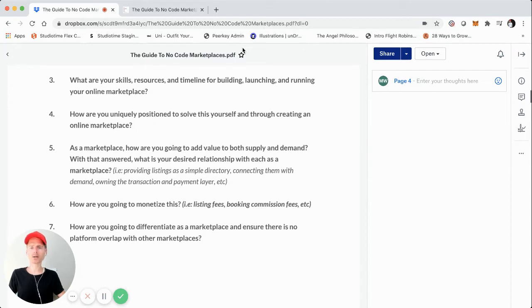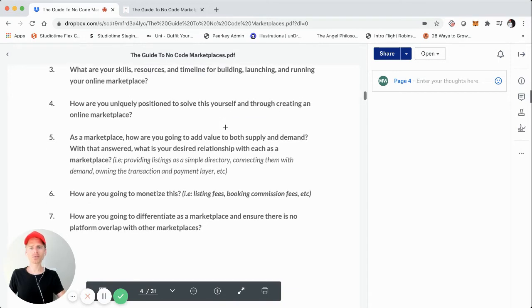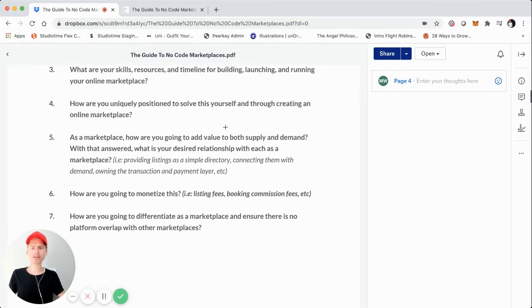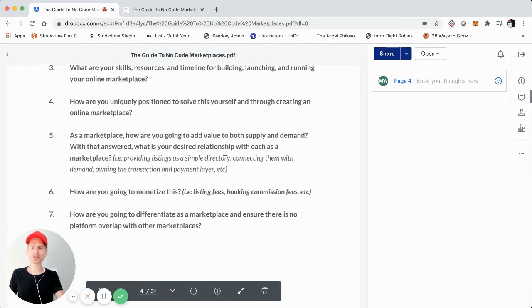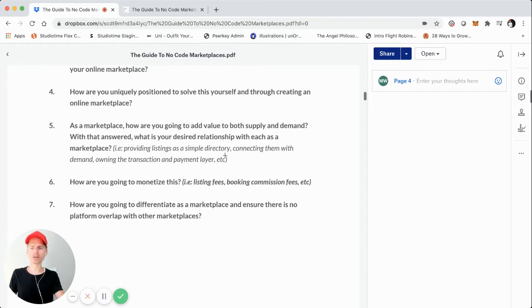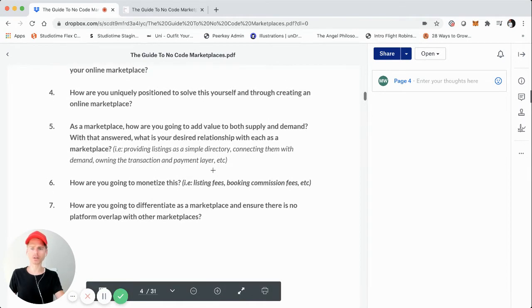And the second part to that question is, what is your desired relationship with them as a marketplace? For instance, if we're just a listing directory and we didn't actually connect them with demand, and we didn't own the transaction layer, then that would be a different relationship, and it wouldn't be as deep as if we own the entire process from discovery to booking with the actual payment. That would be a deeper relationship with both the supply and demand. So that's a great question to ask yourself in the initial stages of building and launching an online marketplace.